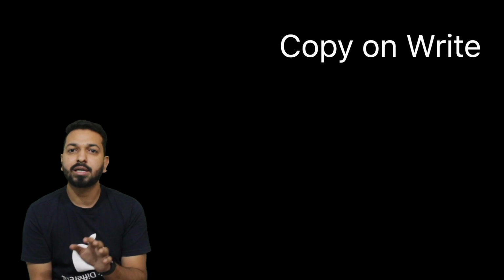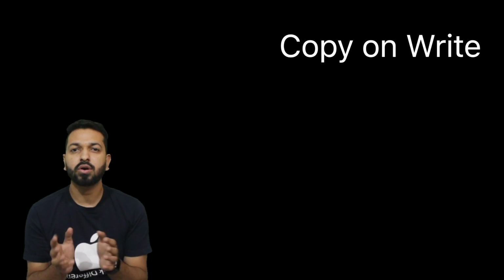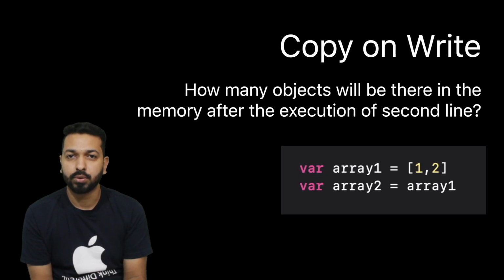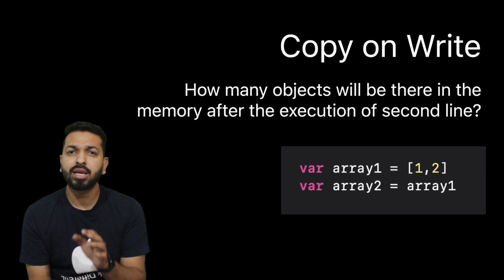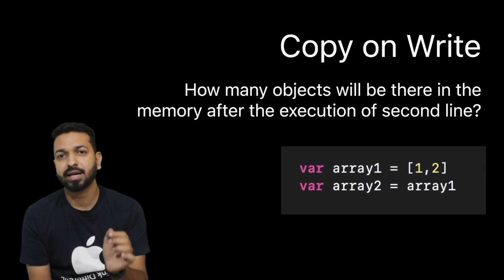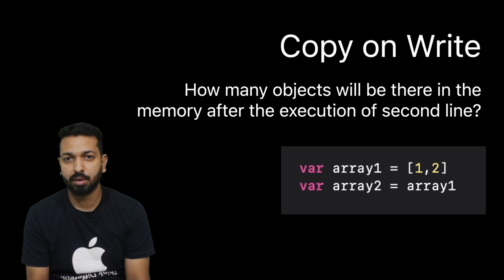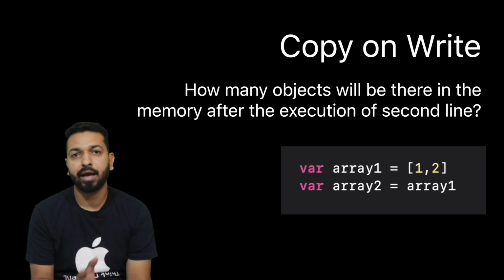Let's move on to the second question, that is related to copy on write. So we all know that structs are value type and value types are copied, but what will happen when the second line of this code is executed? What I mean is, how many objects will be there in the memory when the second line is executed? Now if you don't know the concept of copy on write, then it will appear that there will be two objects in the memory, because this is an array and array is a value type.